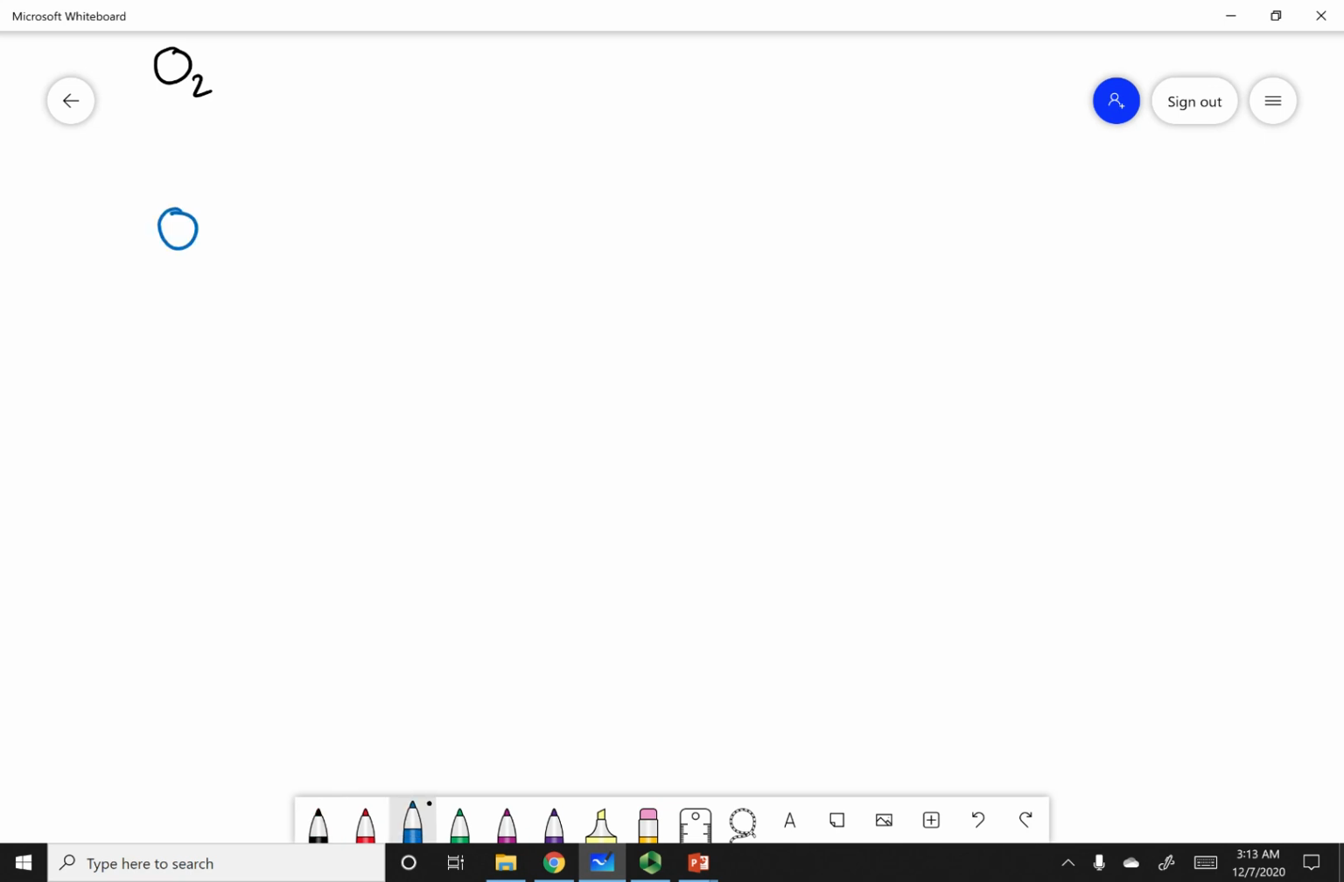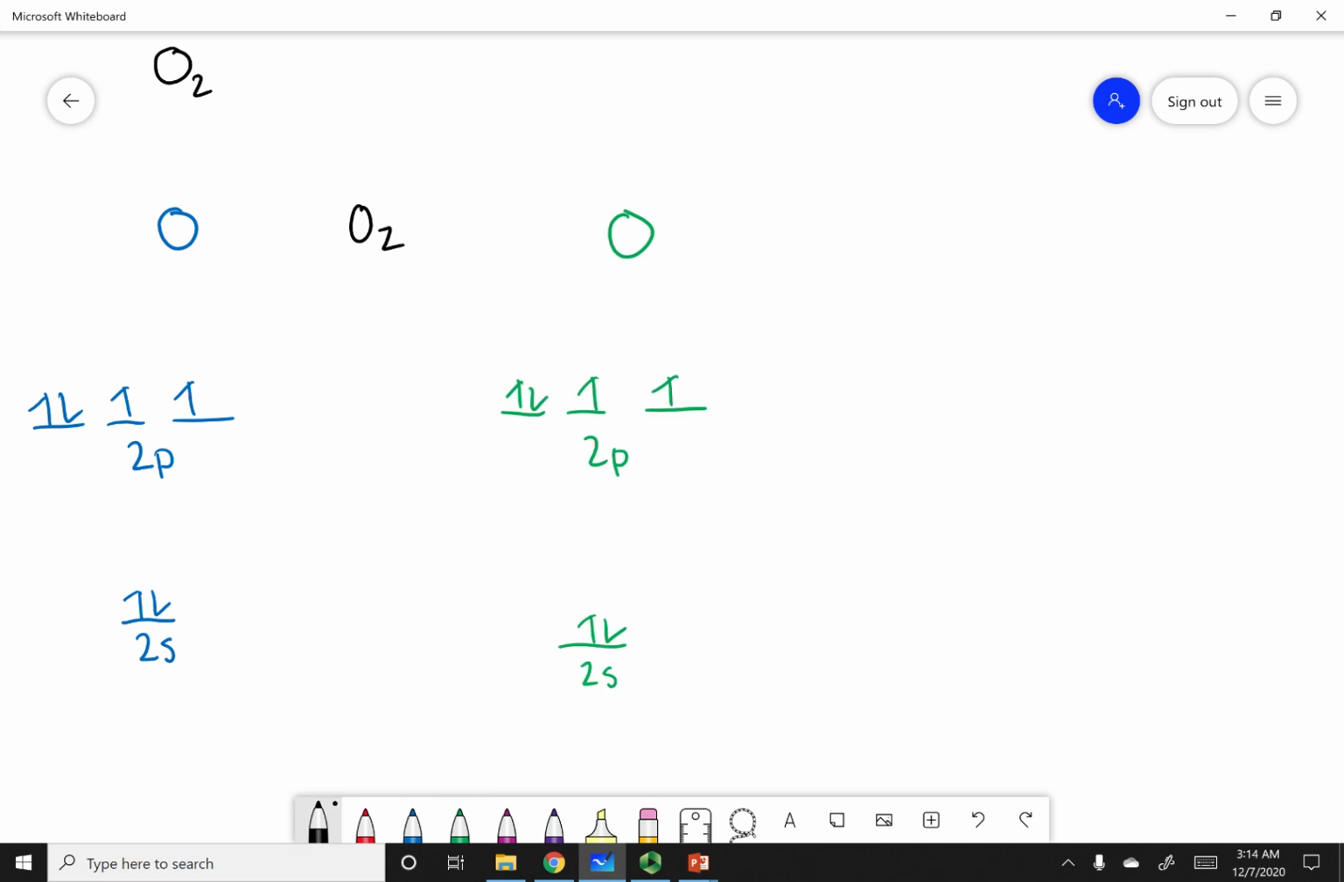So I have an oxygen atom, and I'm just going to use my valence orbitals. So that's going to be the 2p and the 2s, and oxygen has 6 valence electrons. I'm going to do the same for the other oxygen. I'm going to make the molecular orbital diagram for O2 in the middle. To do this, I combine the 2s constructively, destructively. I do the same for my p orbitals.